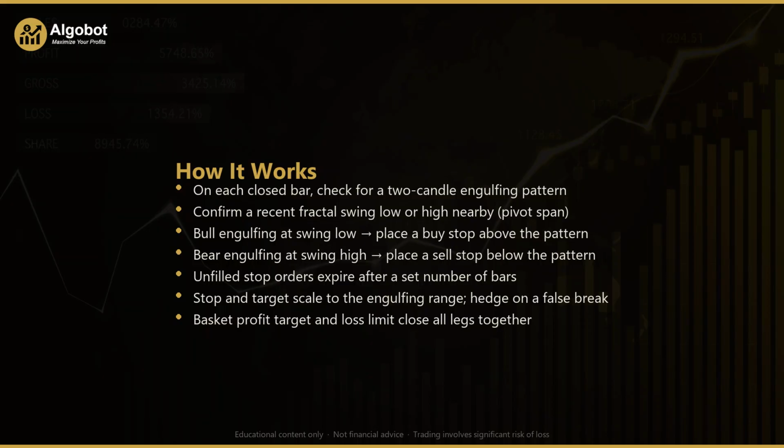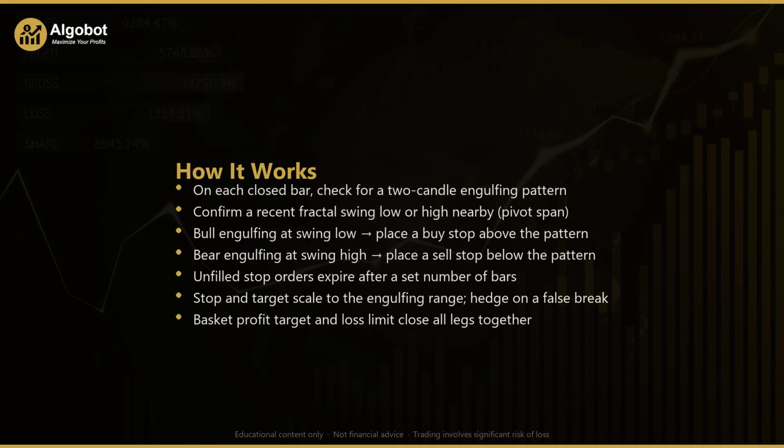Next, the strategy confirms location. It searches back through the look-back window for the most recent confirmed fractal swing. A swing low must have a set number of higher lows on each side, defined by the PivotSpan, which is 3 bars on each side by default. The engulfing pattern only counts if its extreme sits close to that swing, within a tolerance scaled to the recent range. When a bullish engulfing forms at a swing low, the strategy does not buy immediately.